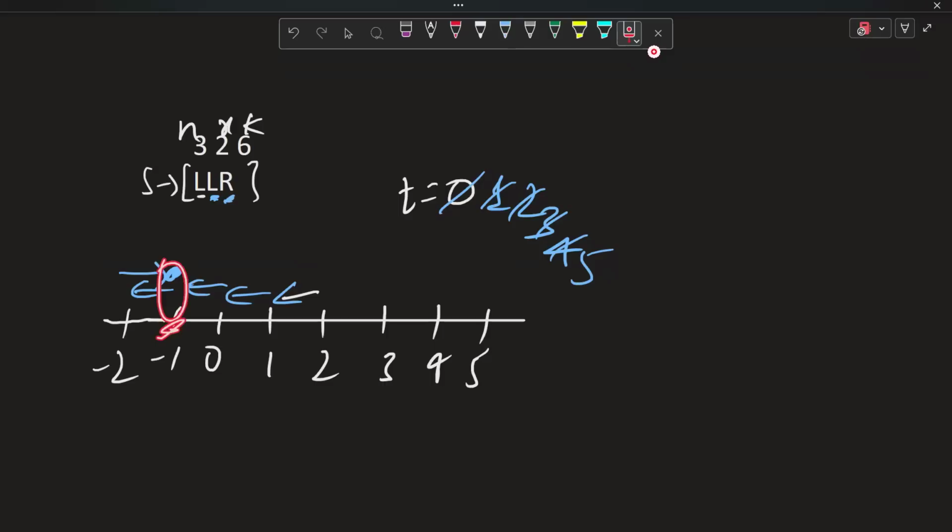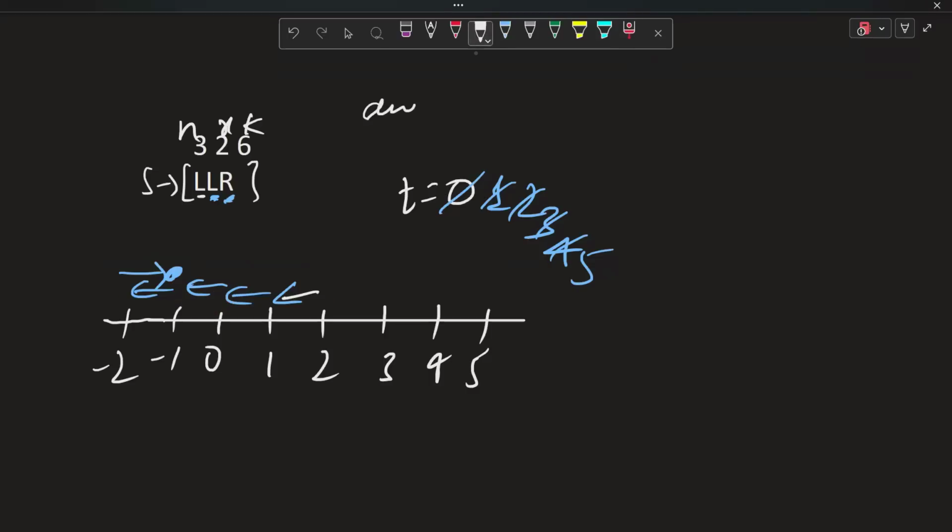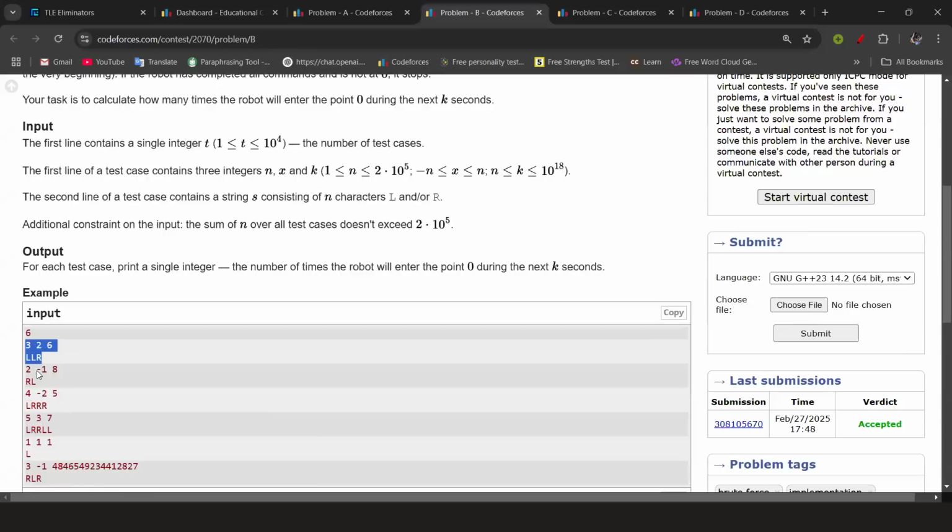So how many times in the first 6 seconds did the robot reach 0? It started here, it moved here and came back here. So only one time it reached the point 0. So your answer would be 1. Okay, so for the first test case, you can see the answer was 1.